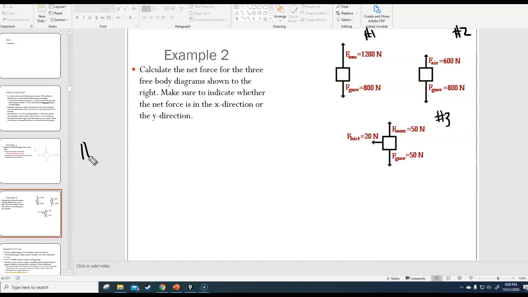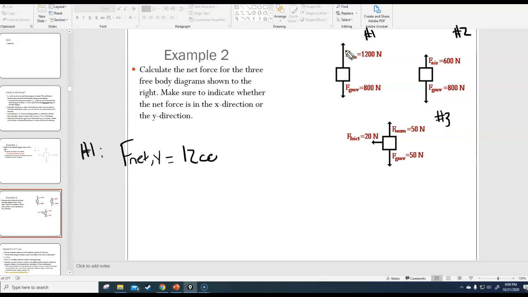Okay, so for number 1, I look at this FBD. I say, okay, all of these forces are in the y direction because this is up and this is down. So really, when I go to find the net force, what I'm finding is F net y. Because F net x would be 0, there are no x forces. There's literally nothing to add. So F net y would be 1200.